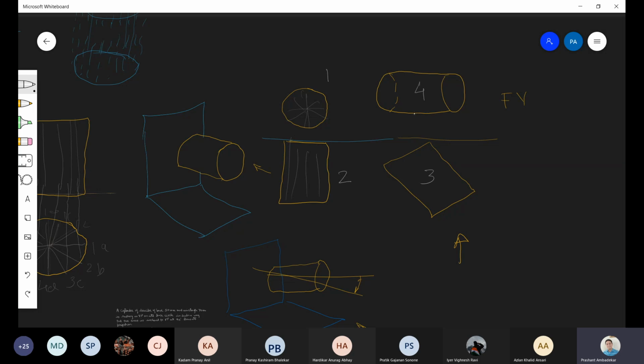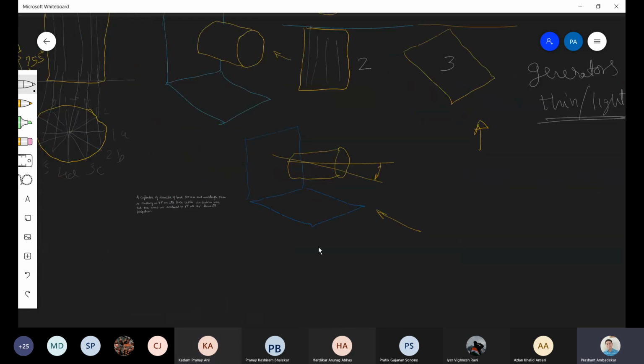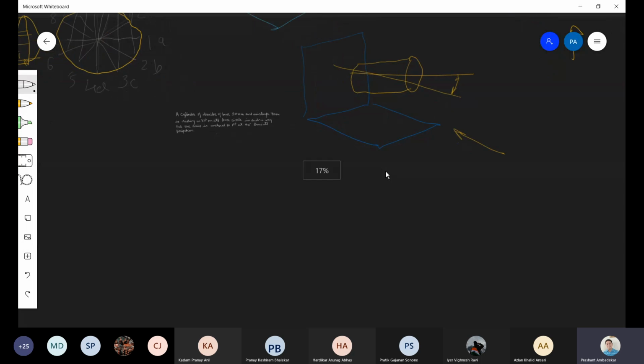Understand that all the generators will be light line. Generators will be drawn by thin and light line. So you can see the difference here. What is dark? This yellow color is all dark, and all these generators you can see here also. All these generators are to be drawn by light and thin line. Is it clear to all of you? Yes, sir. Okay, so I want now all of you to draw this.